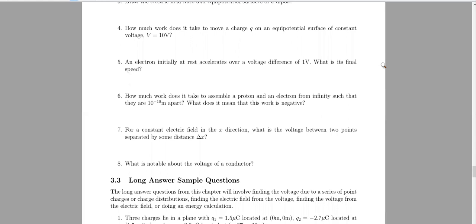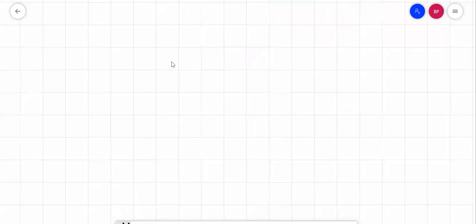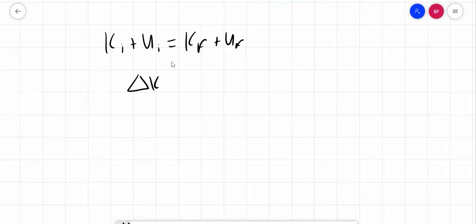An electron initially at rest accelerates over a voltage difference of 1 volt. What is its final speed? Well, we can do the same thing here, or something similar at least. So this is a conservative force, so energy is conserved. So initial kinetic energy plus the initial potential energy has to be equal to the final kinetic energy plus the final potential energy. Or if we rewrite this another way, the change in the kinetic energy is minus the change in the potential energy.